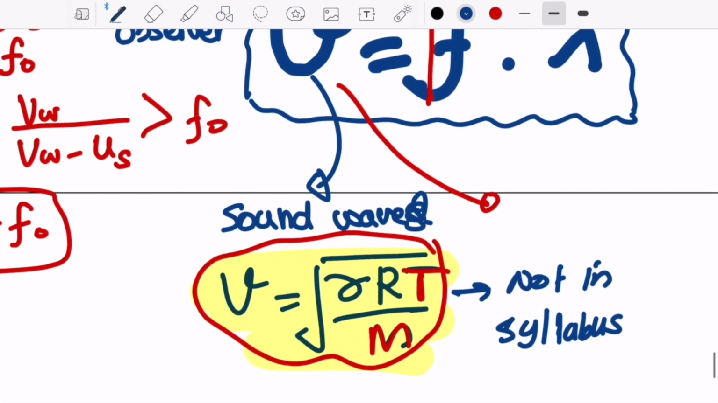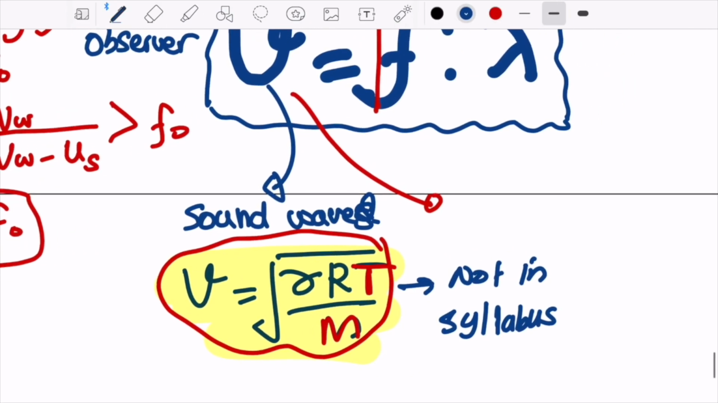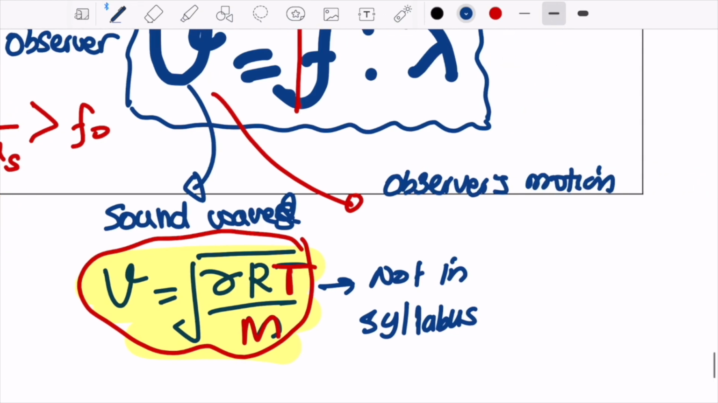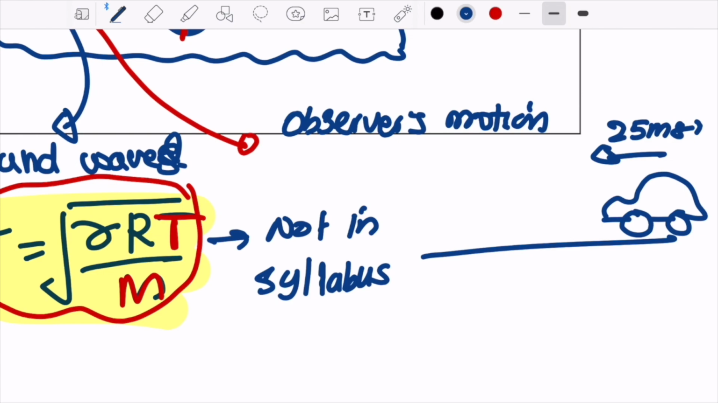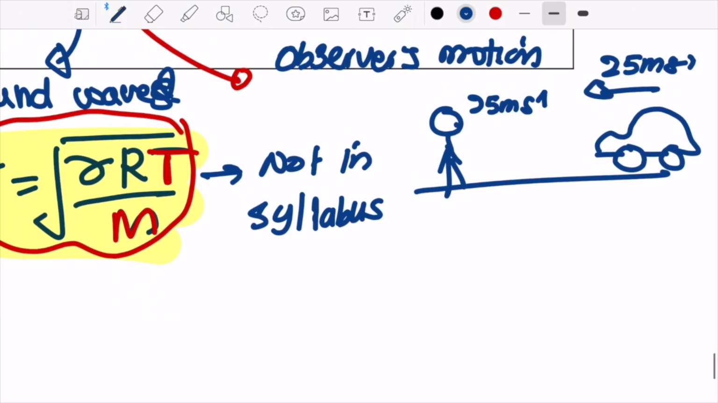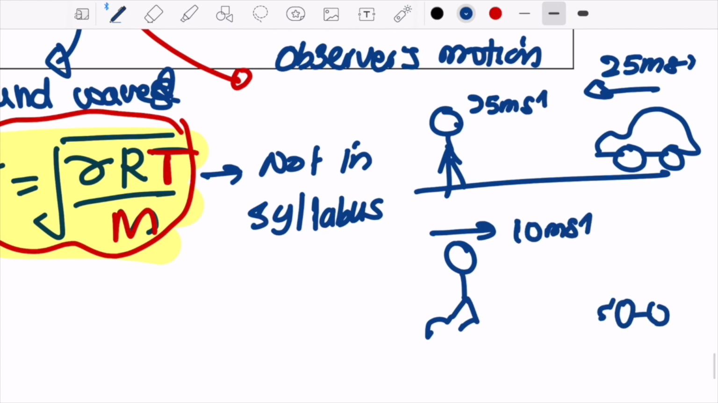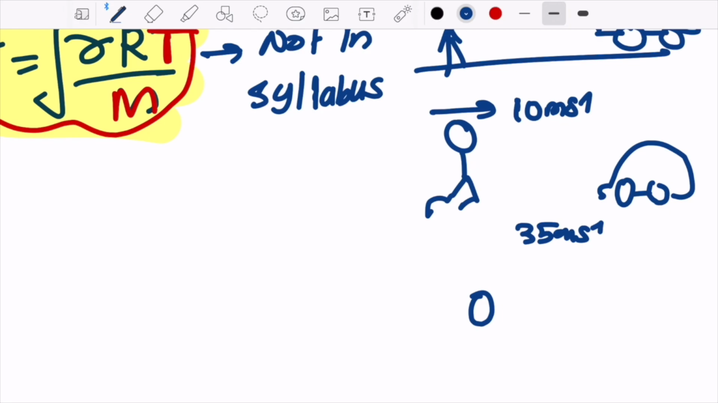Perception of speed depends on the observer's motion. What does this mean? Let me give you a very simple example. Let's think there's a car coming towards you at a pretty high speed, let's say 25 meters per second. If you are staying here observing, you will see, yeah, it is coming at 25 meters per second. But what if you are running forward at 10 meters per second? You will say the car is so fast, it is coming at 35 meters per second. Vice versa, if you are running away, you will say it is 15 meters per second.